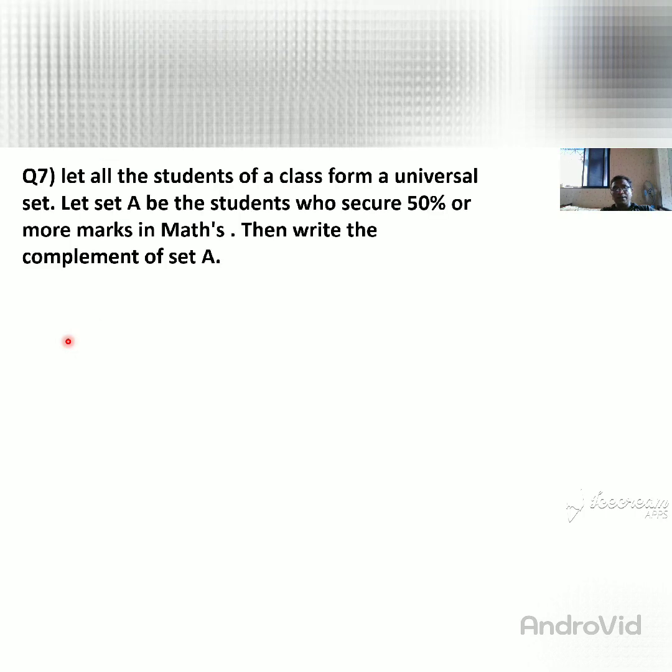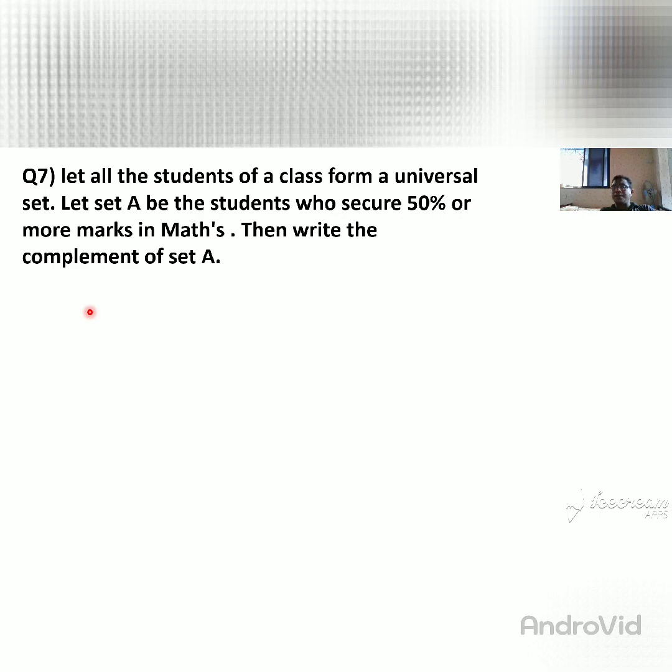Then we can see the last question in this lecture. See, this is what they said: let all the students of the class form the universal set. Means they are saying that all the students can be considered as the universal set. Let set A be the students who secure 50% or more marks. So set A is the students who get more than 50% marks in maths. Then they said, write the complement set of A.